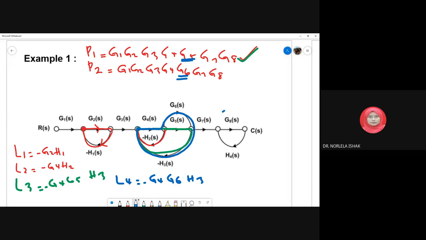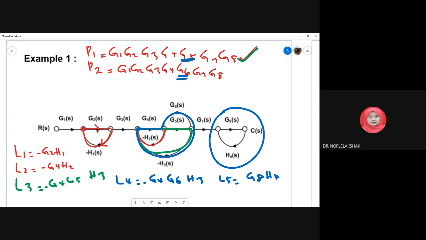Is it loop or not? This one? Yes, loop G8 and H4. Okay, very good. So meaning L5 equal to G8 and H4. Okay, so we have 5 loops. Okay, untuk example ni, for this example, we have 5 loop.